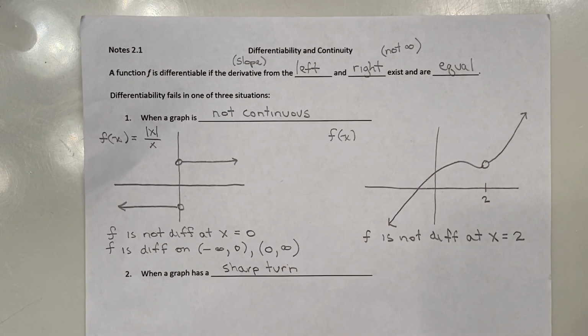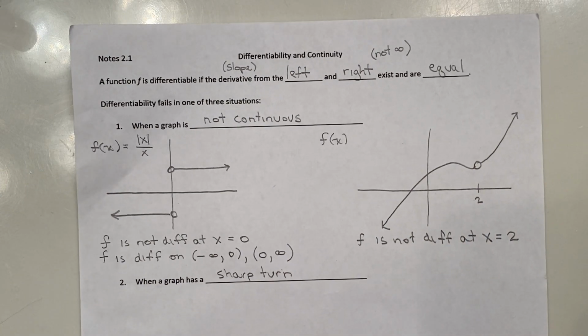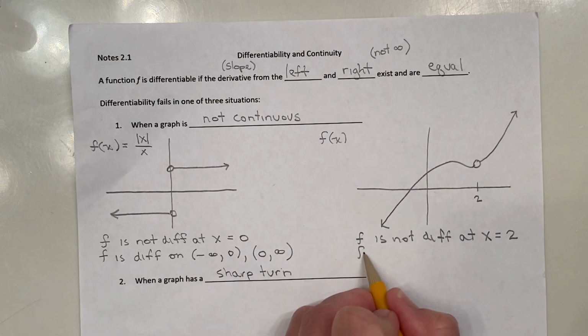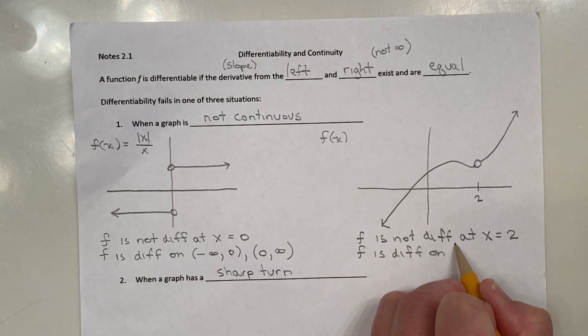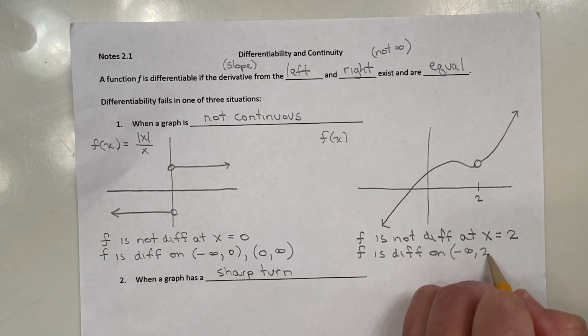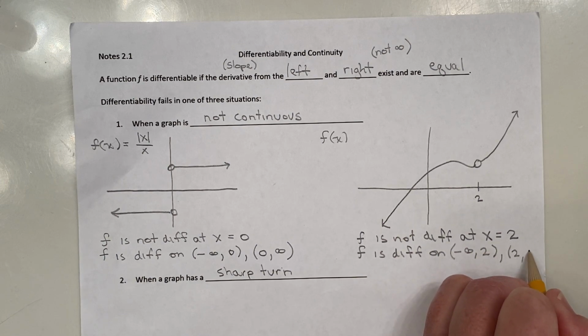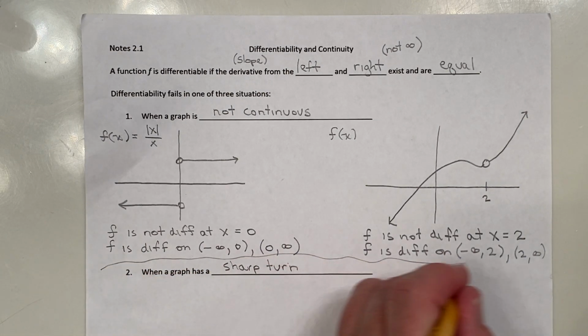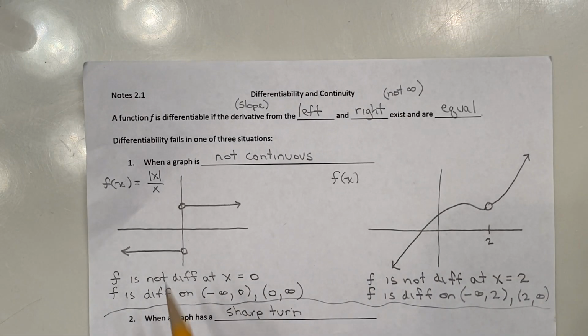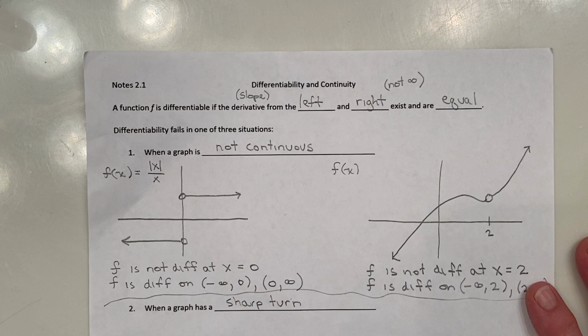But read the directions carefully. What if they ask you on what intervals is the graph differentiable? Then you'd say f is differentiable on all real numbers except for 2. So differentiability fails when we have a graph that's not continuous, and we can look at specific x values at which that fails.